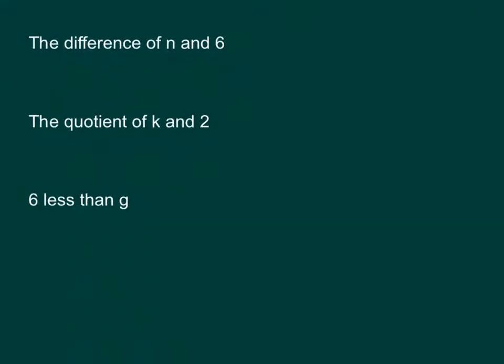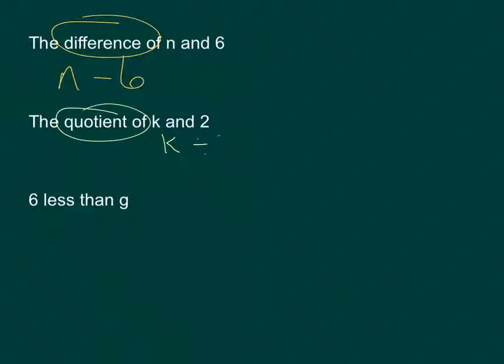We'll start small. We've got the difference of n and 6. Well, the difference of n and 6, in other words, how do we find how far apart they are? Let's circle this keyword of difference. Difference means subtract. The quotient of k and 2. Okay, quotient means division. So the quotient of k and 2 is k divided by 2, or we could say k over 2.